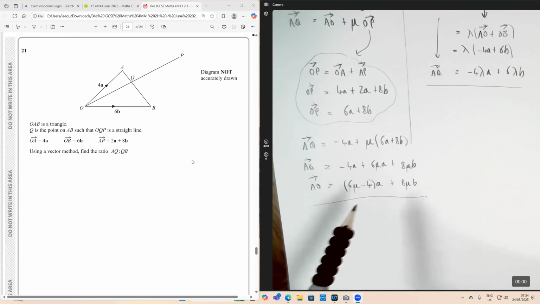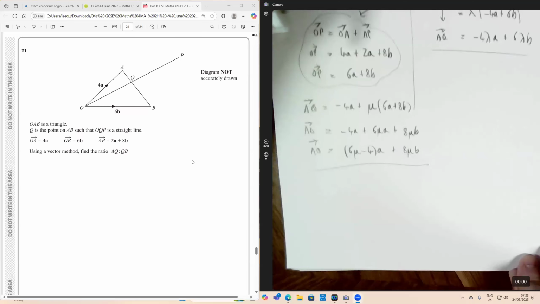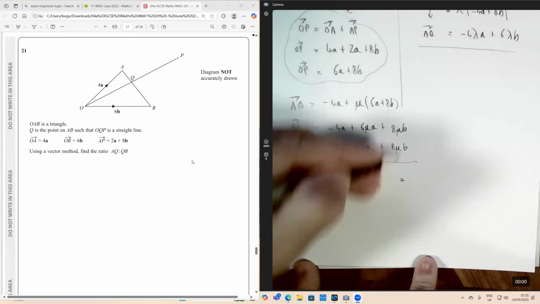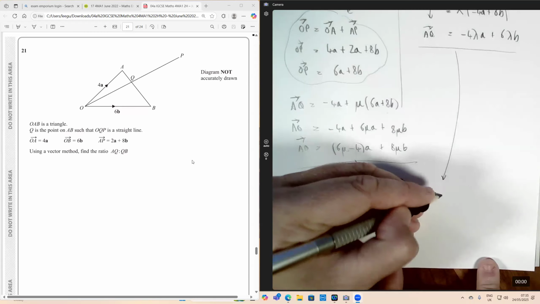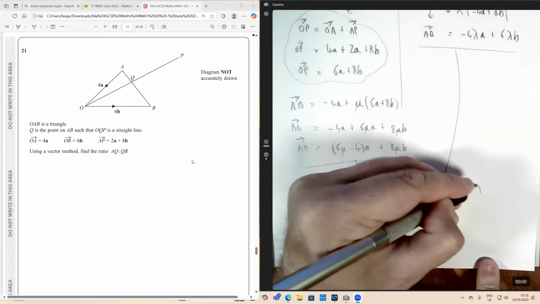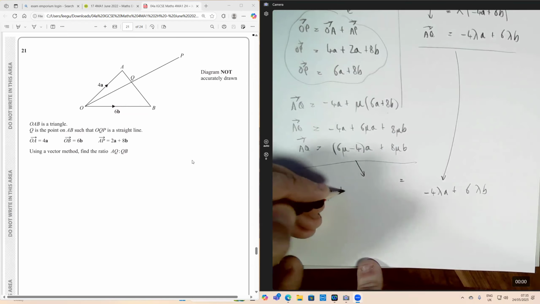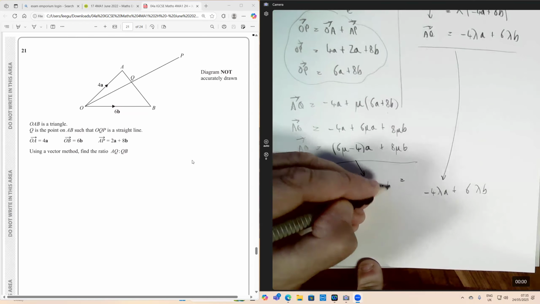We've now found two different paths that go from A to Q. So now what we do in the vector method, because these two paths are equivalent to each other, is we can put them equal to each other. So we can now say that this path can be put equal to this path. So let's do that. So minus 4 lambda a plus 6 lambda b is in fact going to be equal to 6 mu minus 4 a plus 8 mu b.